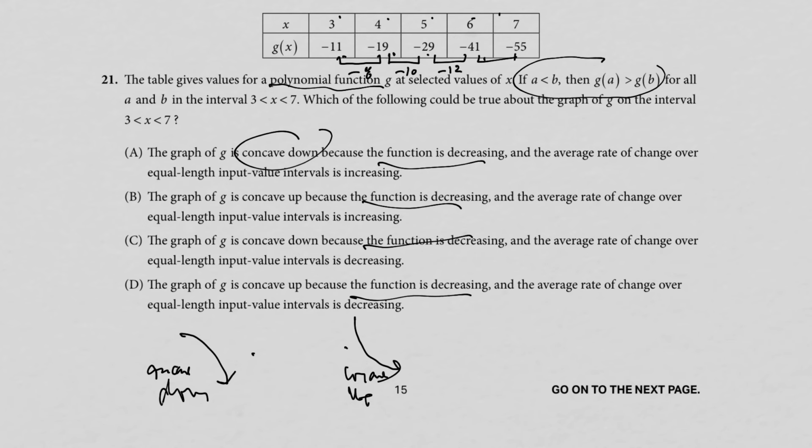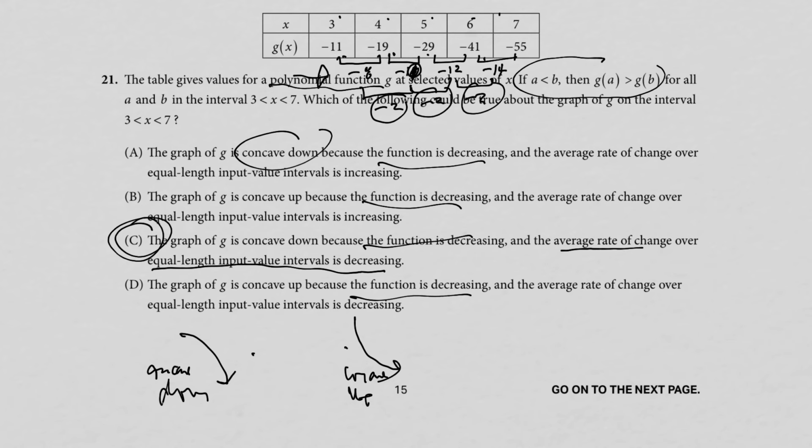It goes down by 8. Oh, it goes down by 11. No, it goes down by 10. Then 12. Then it's 14. So it went from -8 to -10. That's minus 2, minus 2, minus 2. So this first one is the rate of change, and this is like the rate of change of the rate of change, and it is negative. So this thing actually is concave down, but the reason why is because the average rate of change over equal length input is decreasing.